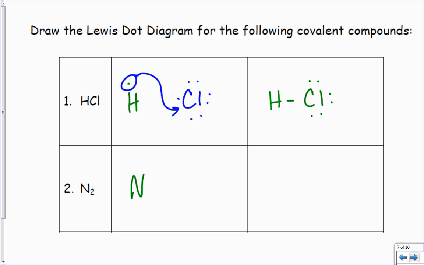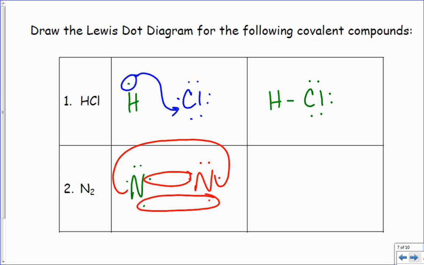Okay, N2. N has 1, 2, 3, 4, 5. I better do a different color N though, so we're not going to be able to separate them. How about red and green this time? N, 1, 2, 3, 4, 5. Okay, so I'm going to get these 2 to bond. I'm going to get these 2 to bond. And then I'm going to get these 2 to bond.